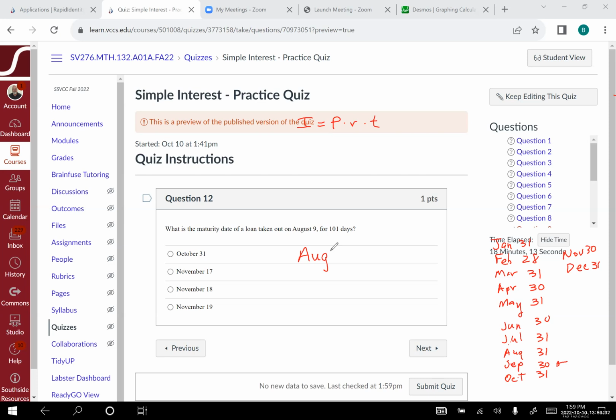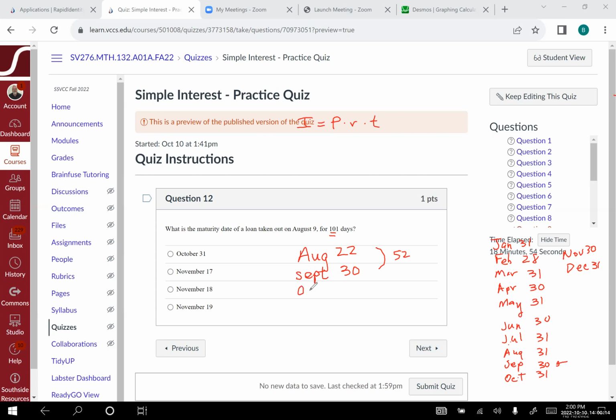There's 31 days in August. It's taken out on the 9th. So how many days left in August? It's 21, 22 days. I have 22. 22 days. All right, we're trying to add up to 101. So we're not there yet. Then September's next. How many days in September? 30. Very good. So now you can see if we added these two together, we're up to 52 days, but we want to get up to 101 days. So we're going to have to keep going.